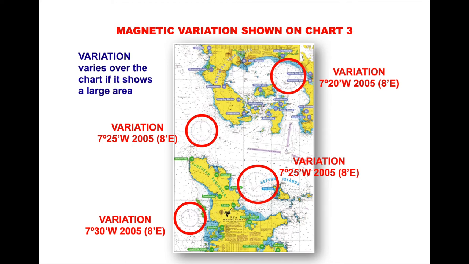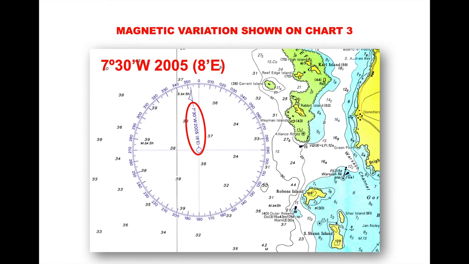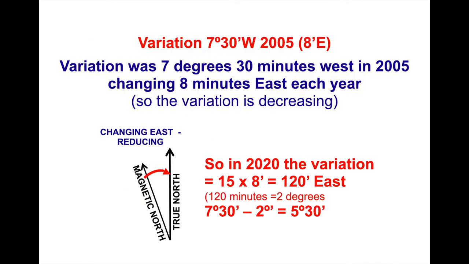So the magnetic variation shown on our RYA chart 3. If we look at the various compass roses on our chart, we'll see that the variation varies over the chart if it shows a large area. So here the compass roses are just slightly different in the areas of RYA chart 3. If we look at the compass rose, it will say the variation is 7 degrees 30 minutes west in 2005. Then there's a bracket after that that says 8 minutes east.